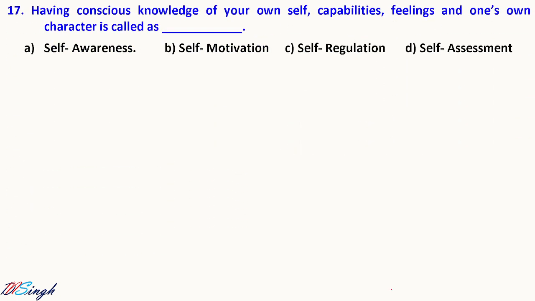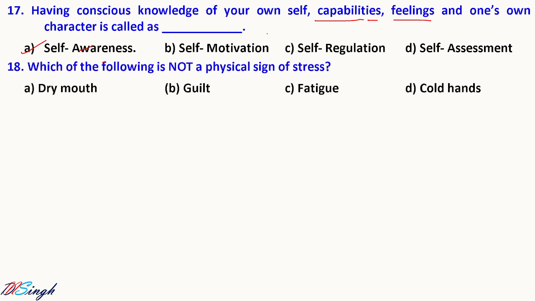Having conscious knowledge of your own self, capabilities, feelings, one's character is called what? Self awareness. So whenever you have the knowledge of your own self, you know everything about you, the capabilities, what you can do and cannot do, which types of feelings you have the most, one's own character, which types of jobs suit you, the kind of people you like, what your strengths and weaknesses are, that all comes under self awareness. Let us go for the next question.